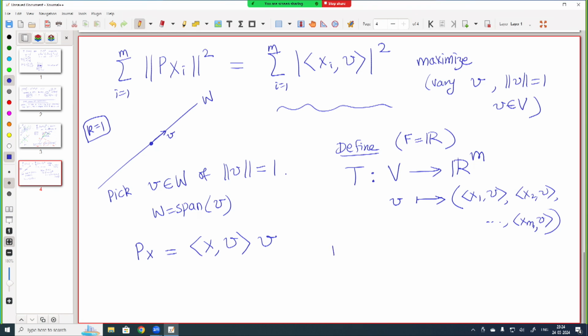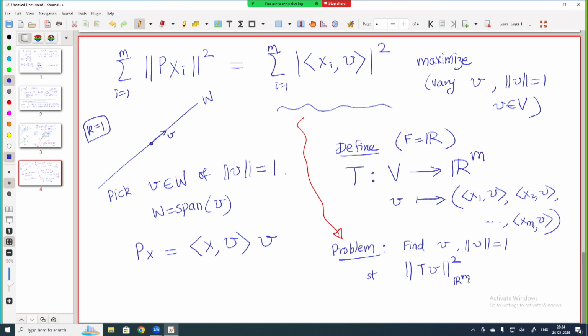So my problem becomes the following. I am converting it one more step of reduction. I have now restated my problem as follows: find V of norm 1 such that this norm of TV cos square is maximum. Okay, this norm is in what space? It is in the space Rm. So let me write that also.